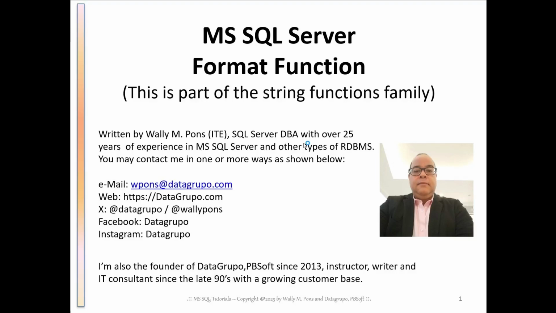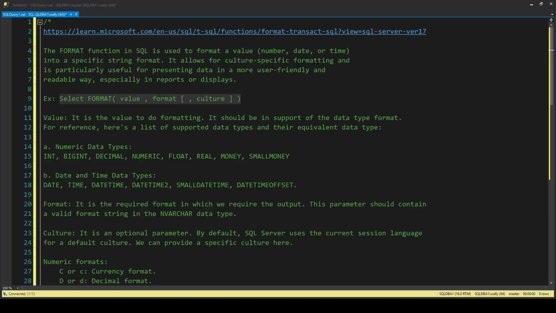In this video, we're going to talk about the format function. This is part of the string functions family in SQL Server. The format function is used to format a value, could be a number, date, or time, into a specific string format. It allows for culture-specific formatting and is particularly useful for presenting data in a more user-friendly and readable way, especially in reports or display. Let's go see some examples of that.